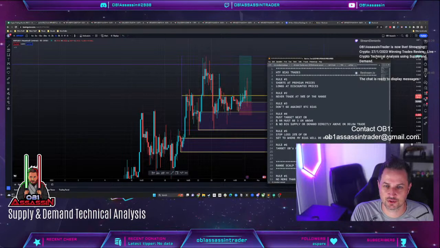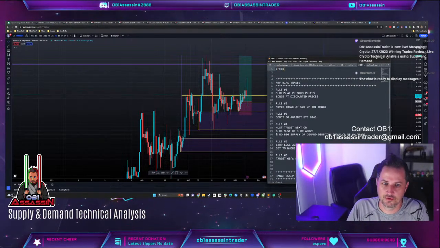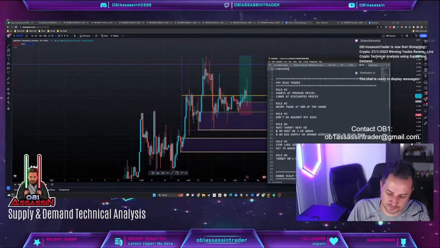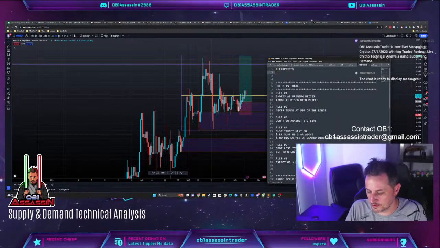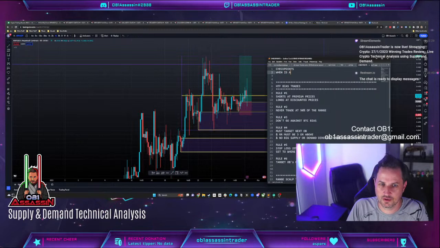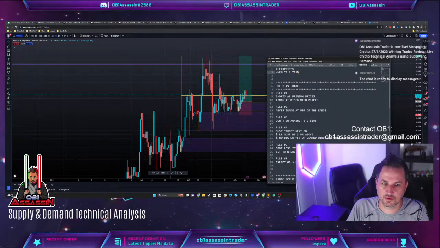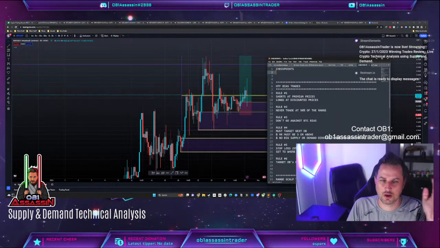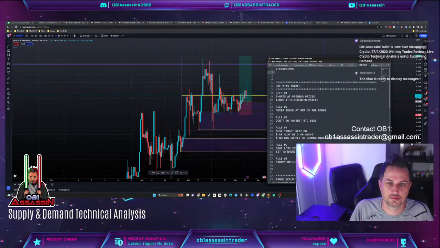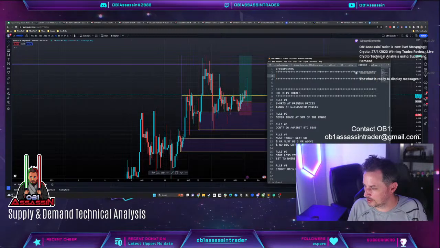I want to put my checkpoints here. Checkpoints. These are the things I want to ask myself to determine the likelihood of a trade working.